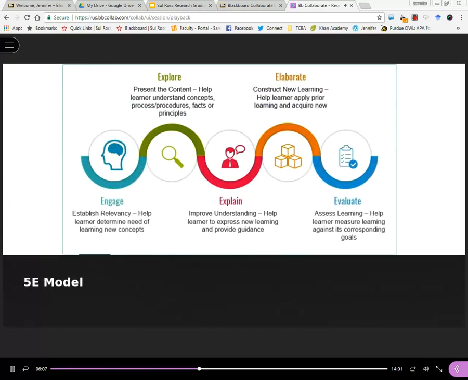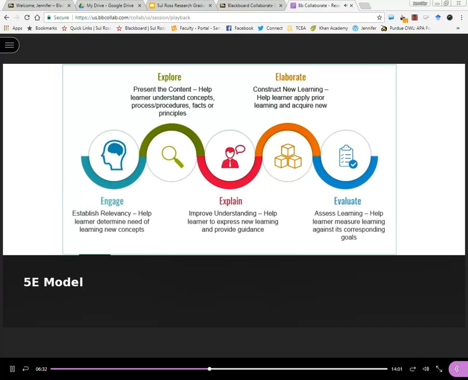Now there is a 5E model: engage, explore, explain, elaborate, and evaluate. Now, engage, we want our students to be engaged within the lesson. We want them to kind of know what they're doing. Students make connections for lessons learned, and they apply them to the current lessons that are being taught by the teacher.